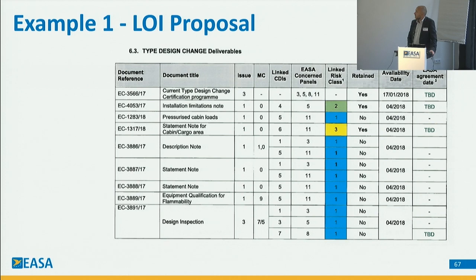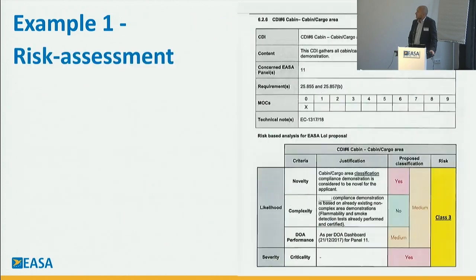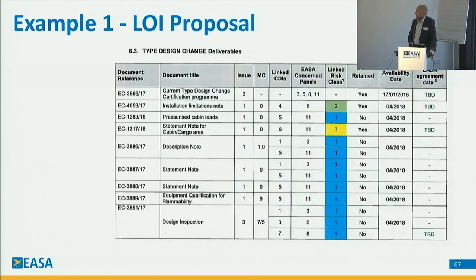That's a summary of the LOI. So each of these CDI results in a decision or a proposal regarding our involvement on a specific type of compliance data. This table summarizes for each document what the final proposal is. So you see for each document what risk class was proposed and what the involvement is.